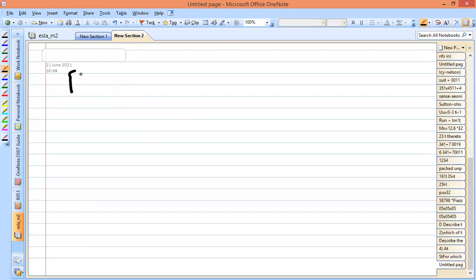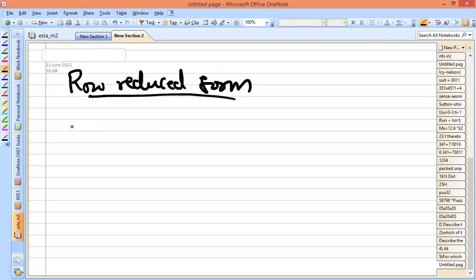Whenever you apply the row reduced form or the echelon form, as I told you, we have to remember two rules. The first rule is that all the rows of zeros should be present at the bottom of the matrix, and it should also have a staircase pattern of the first non-zero entry in each row.